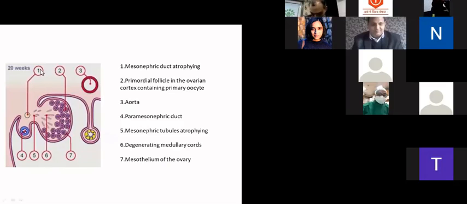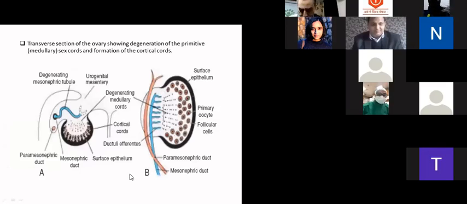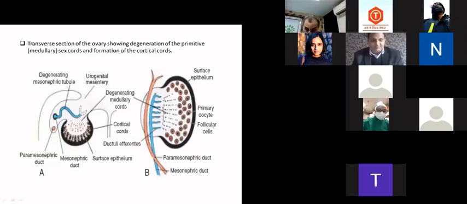So this is the atrophy of the mesonephric duct, the primordial follicle in the ovarian cortex containing the primary oocyte, the aorta, the paramesonephric duct, which will later lead to the formation of the fallopian tube, uterus, cervix and vagina. These are degenerating medullary cords and the mesothelium of the ovary. In a similar diagram, these cords divide and later lead to the formation of primordial follicles. The similar diagram is being shown in different cut sections.